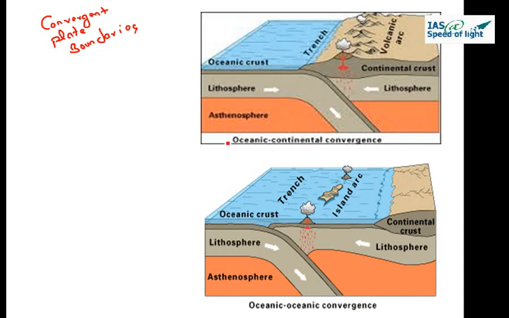This first one, you can see, is the ocean and continental plates convergence. The ocean plate is going down below the continental crust because it is heavier and denser. The perfect example for this, if you want to see it on the map, is the northwestern coast of North America.